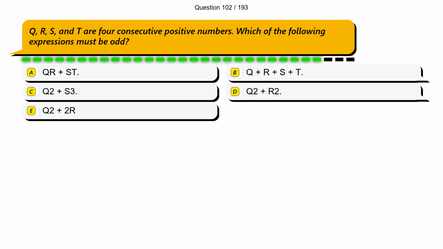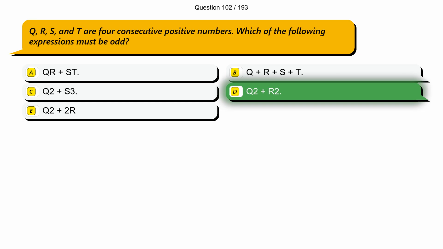Question 102. Q, R, S, and T are 4 consecutive positive numbers. Which of the following expressions must be odd? Option A, QR plus ST. Option B, Q plus R plus S plus T. Option C, Q2 plus S3. Option D, Q2 plus R2. Option E, Q2 plus 2R.